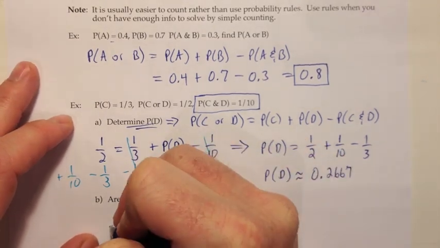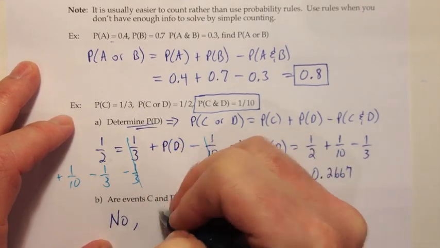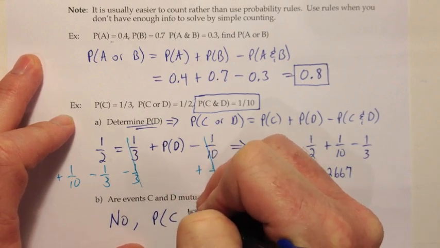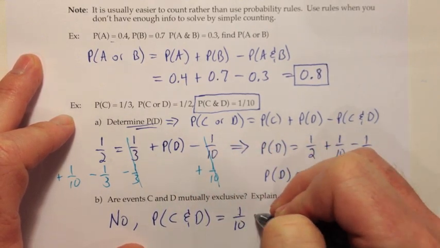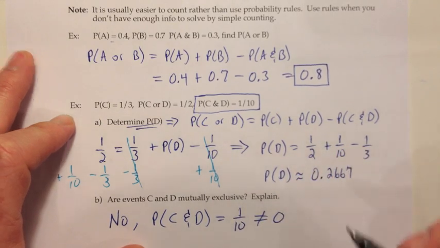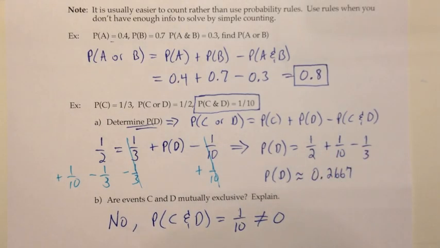So are they mutually exclusive? No. Why not? Because the probability of C and D is equal to 1/10, not equal to 0. If you recall the definition of mutually exclusive events, if they're mutually exclusive, the probability of C and D would be equal to 0. So since we got anything other than that, we know that these two events are not mutually exclusive.